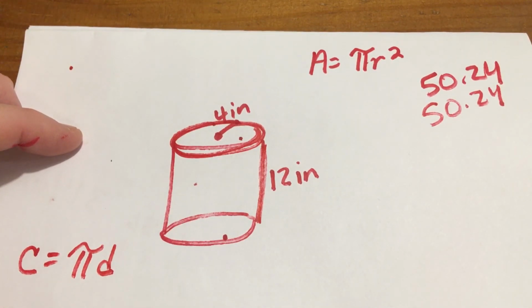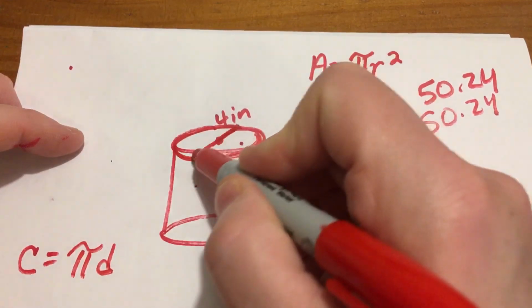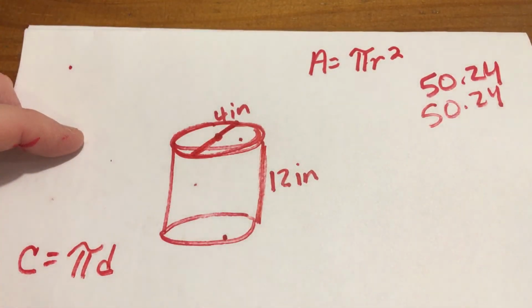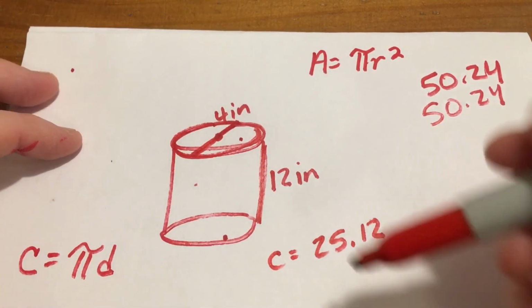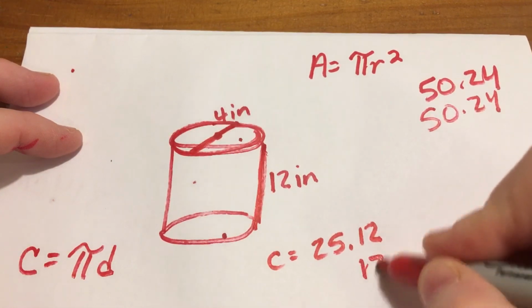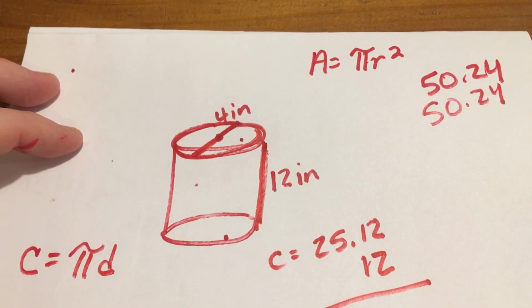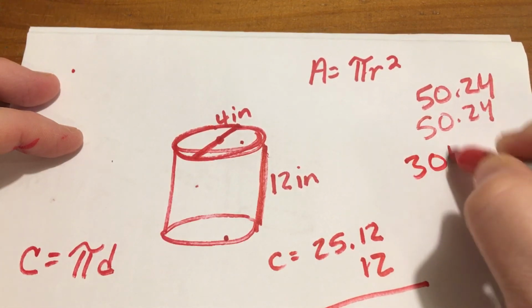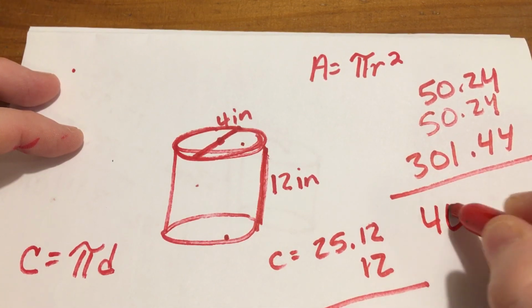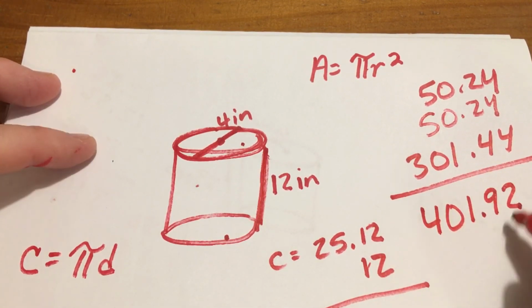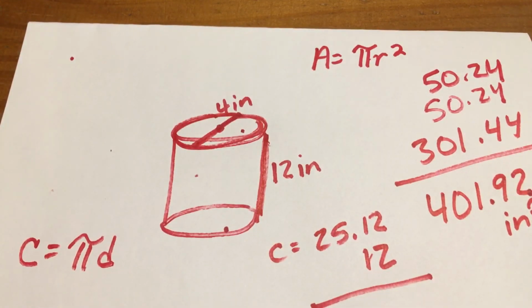So let's find the circumference. 3.14 for pi times, what's the diameter? Double 4 is 8, times 8. So the circumference is 25.12. Now we can times that by 12, the height, and we get 301.44. We add those up, and we get 401.92 inches squared for our surface area. All right, so that's surface area.